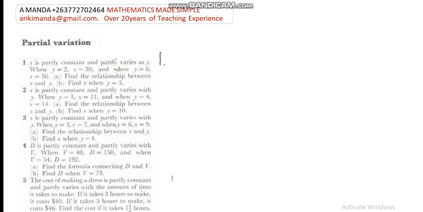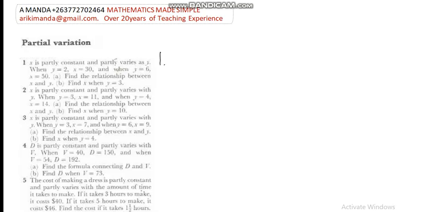We're looking at partial variation. Partial variation involves the use of two constants. You can choose any two letters of your choice as constants. The word partly represents a constant in partial variation. Without wasting time, let's look at number one.